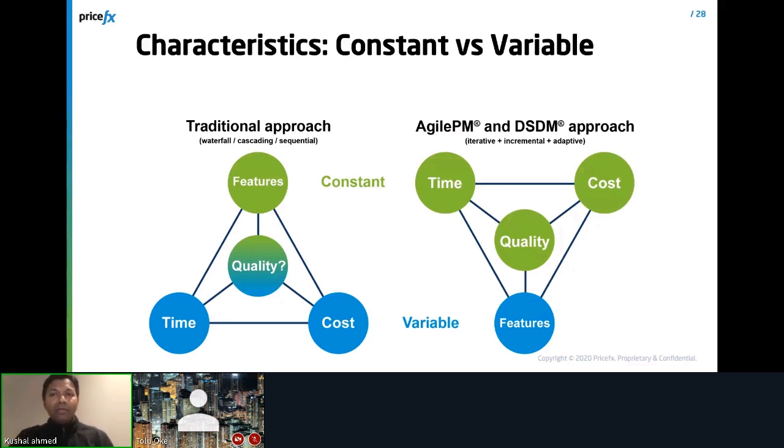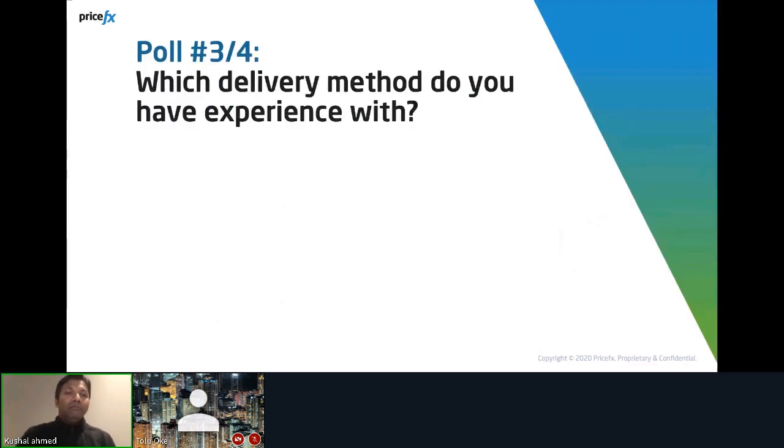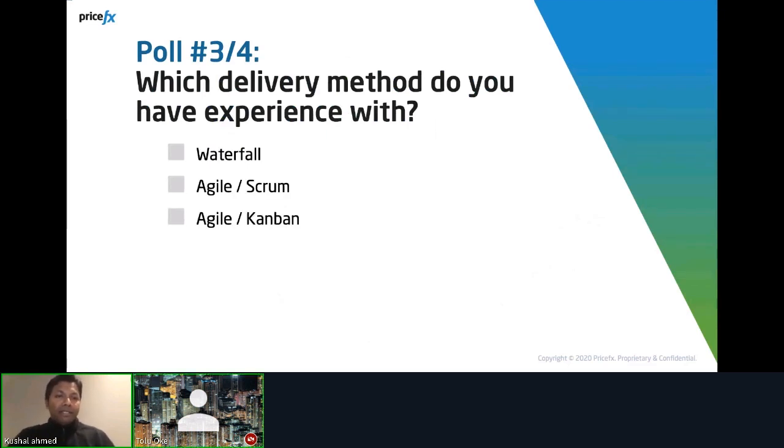So at this point of time, if you have any experience, we'd like to conduct another poll about the delivery method that you have experience with. Which delivery method do you have experience with? Is it waterfall, agile, Kanban, or other? Tolu, do you want to do it? Is it still doable, or you can just skip it? Well, it seems to be working for most people, so I will send another link there. You can try. Okay, sure. Could you please participate?